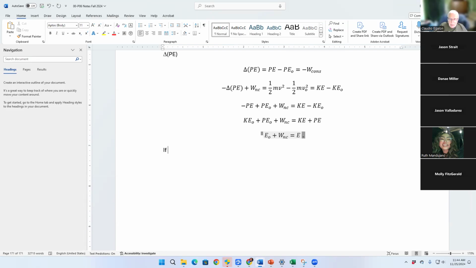Okay, if there are only conservative forces, then the above equation becomes a special case. Okay.